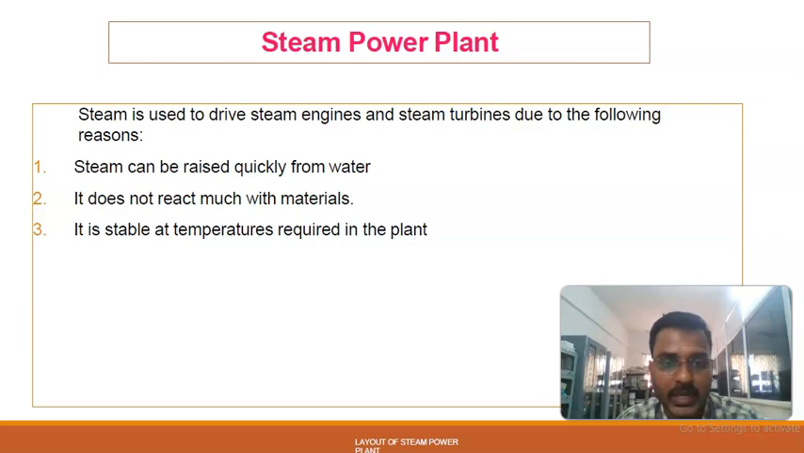Steam is used to drive the steam engines and steam turbines due to the following reasons. Steam can be raised quickly from water. It does not react much with materials. It is stable at temperatures required in the plant.